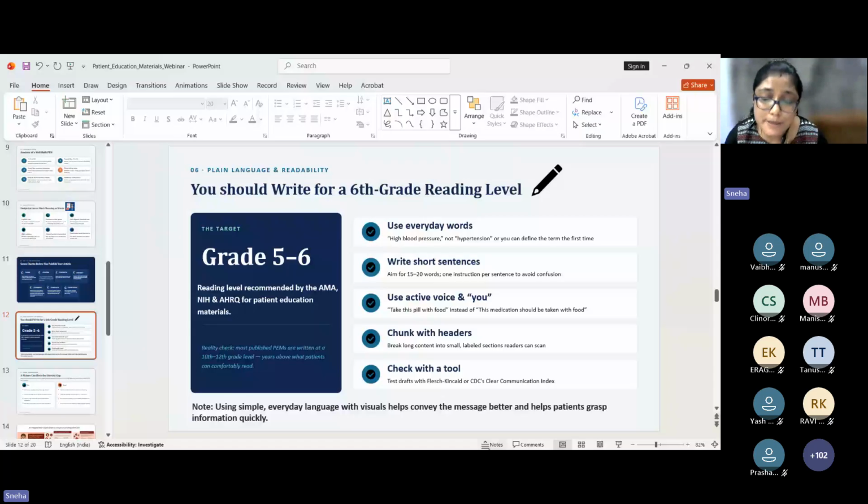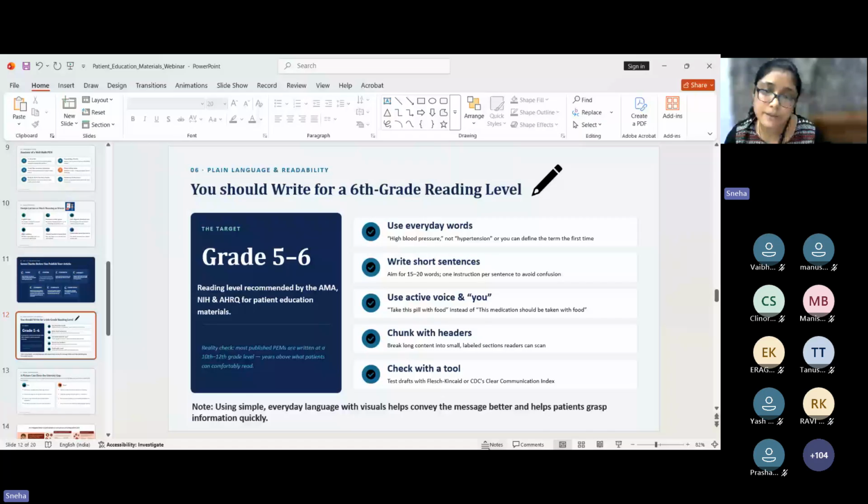But most published patient education materials are written at a 10th to 12th grade level, years above what patients can comfortably read. And patients are not very comfortable with a high standard of medical information. So what you can do is use everyday words like high blood pressure, high blood sugar, not hypertension or hyperglycemia. Or you can define the term in the first line. Even if you're using hypertension or hyperglycemia, you can define the term the first time it appears in your sentence.